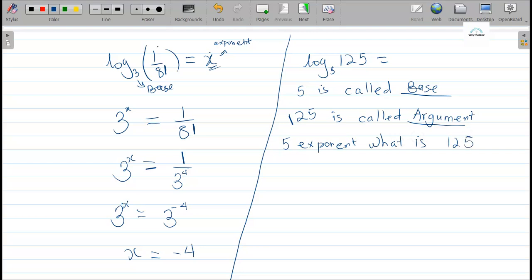In simple terms, the question mark is here: 5 exponent what is 125? It will be 5 exponent 3, so the answer is 3. 5 exponent 3 is 125.